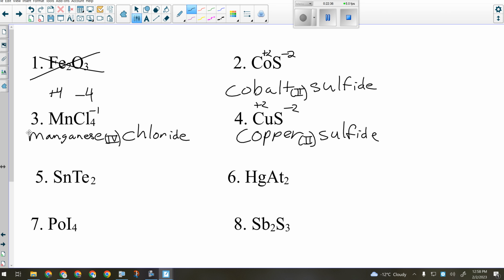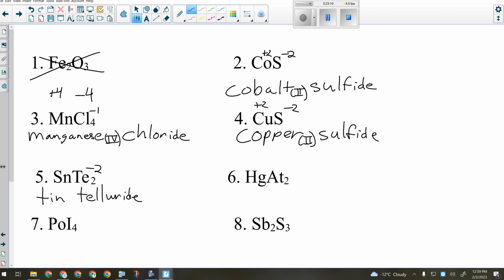Okay, let's look at 5 and 6 here. So for number 5, Sn stands for tin, and Te stands for tellurium, so this can be tin something telluride. And the possible charges for tin are what, 2 and 4? Yeah, 2 and 4. So I've got to figure out which one it is. Well, tellurium is in group 16, so it's got a charge of -2.